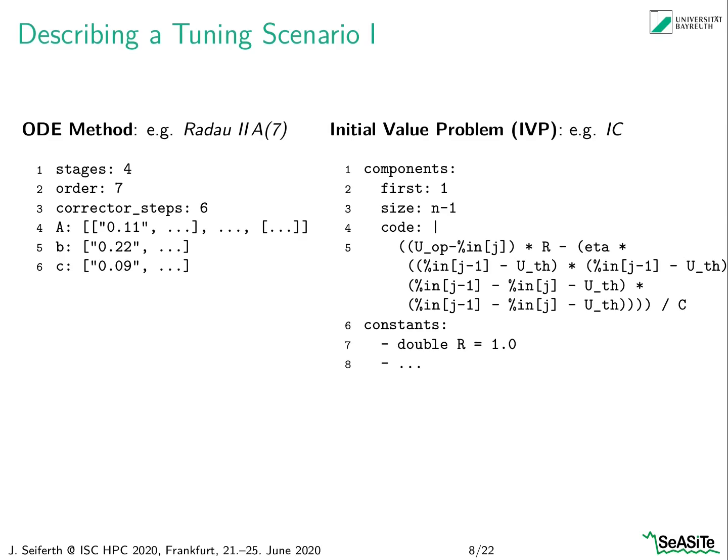%in is thereby a placeholder for the used input vector. The constants entry defines IVP specific constants. These constants are later replaced during code generation with the actual value. IC, for example, contains a variable R for the electrical resistance, which we set to 1.0.